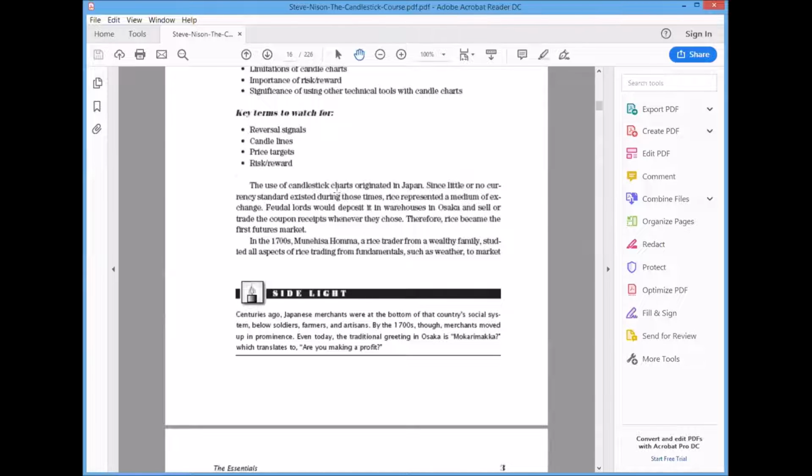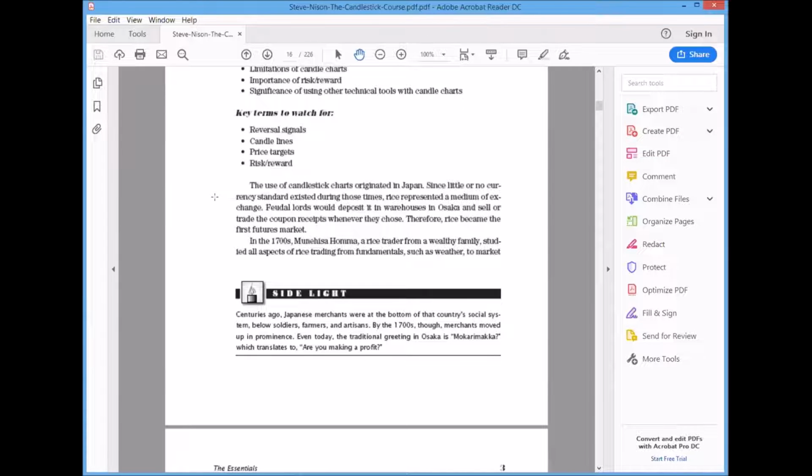Okay, so the use of candlestick charts originated in Japan. Since little or no currency standard existed during those times, rice represented a medium of exchange. Feudal lords would deposit it in warehouses in Osaka and sell or trade the coupon receipts whenever they chose. Therefore, rice became the first futures market.